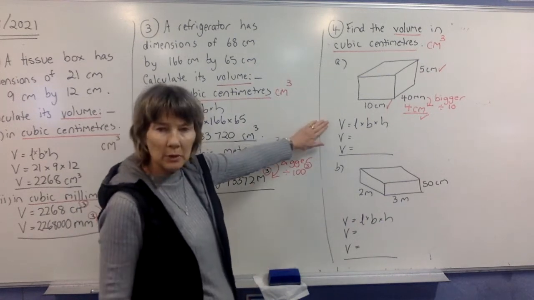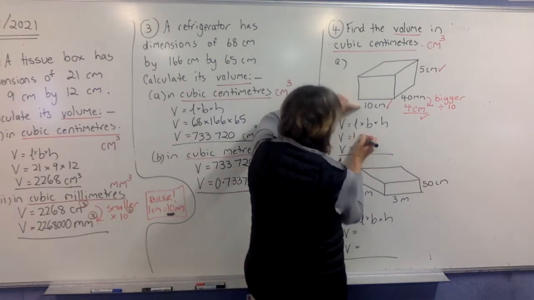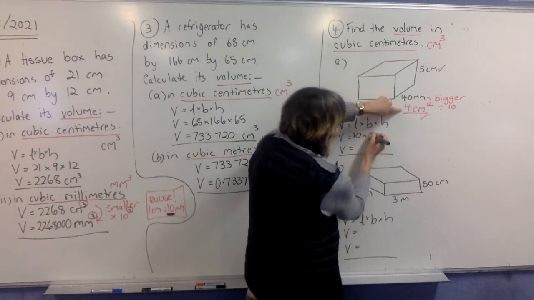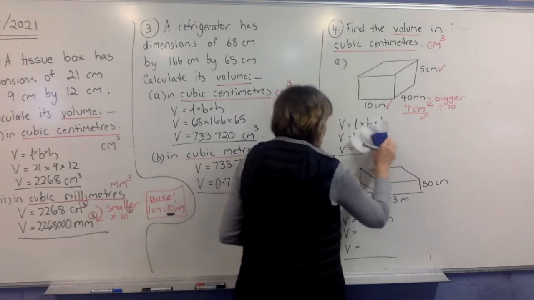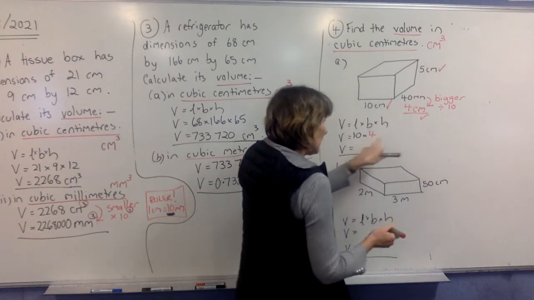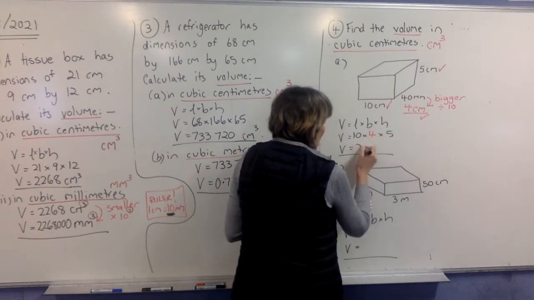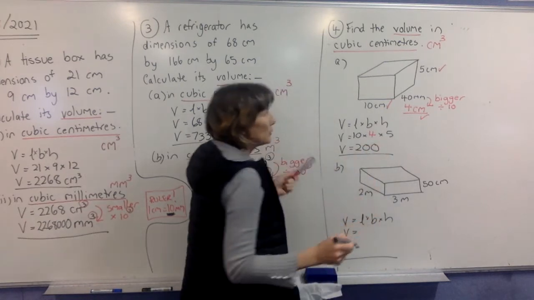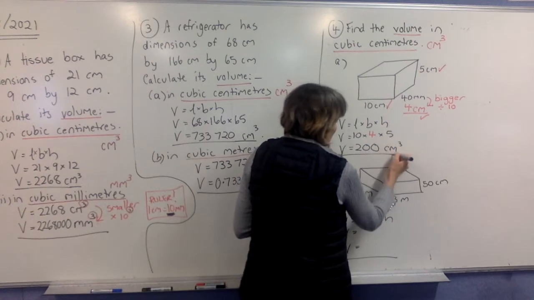So V equals L times B times H. Now let's put the numbers in. Length times, we're going to put 4. I'll just actually put that in red so you can see that's the one we've had to change. So that 4 is going in here, times 5. And you'll get 200 as your answer. Then you write your centimetres cubed on the end.